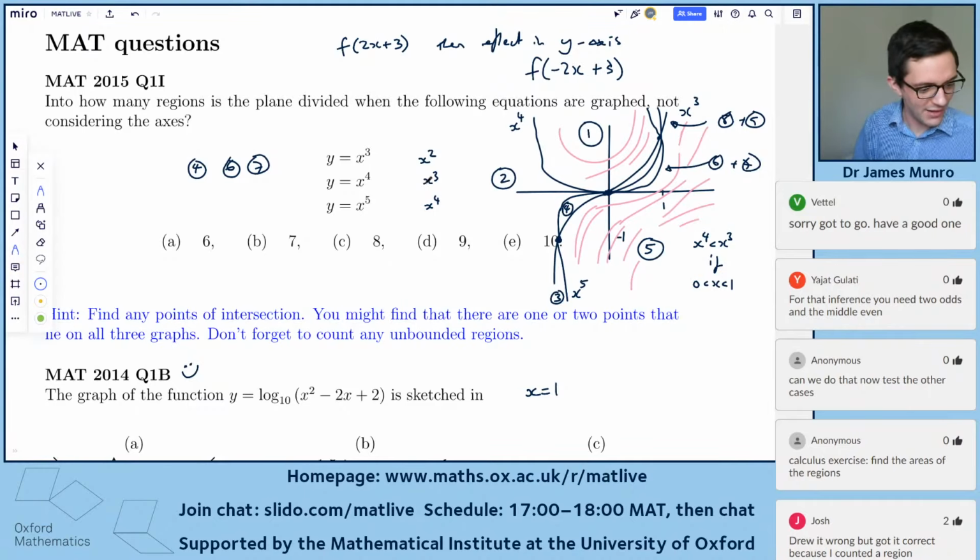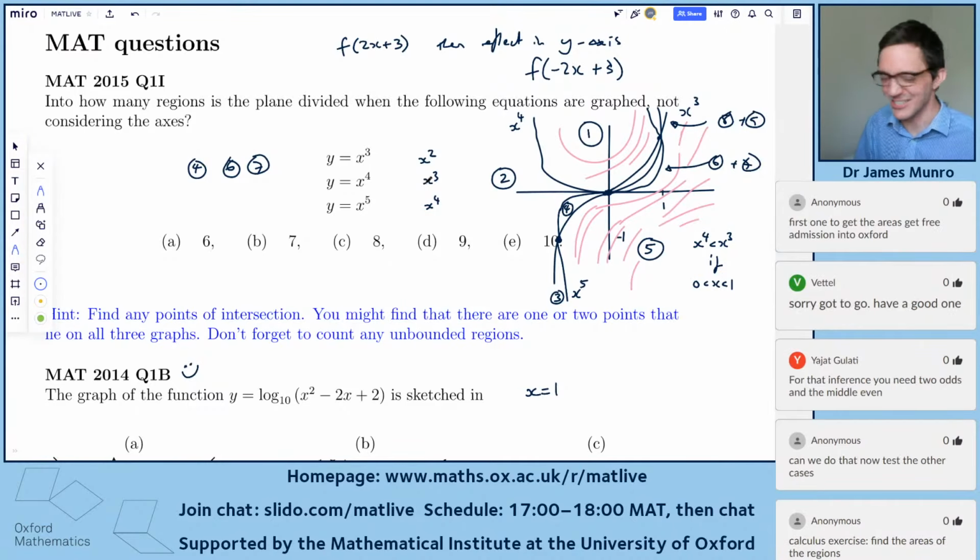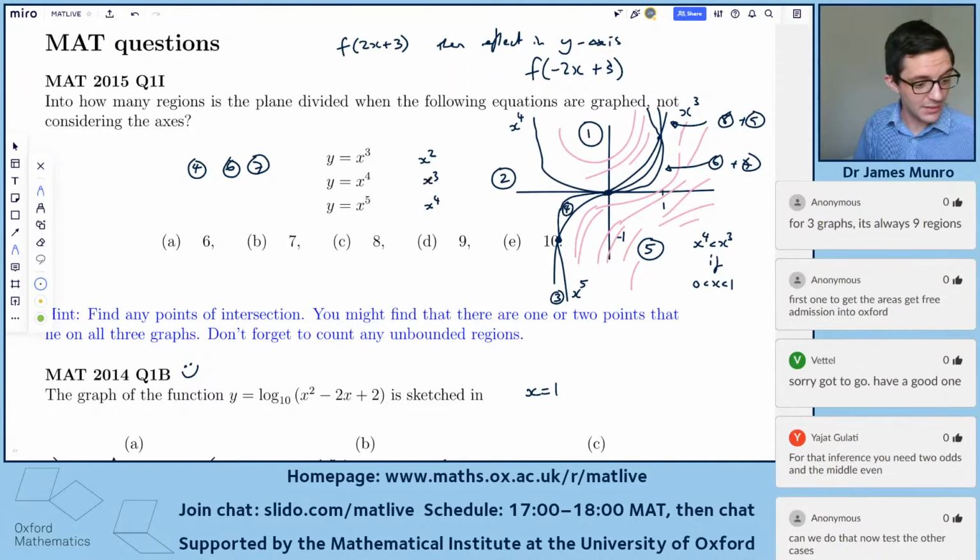Never really know. If you work out the areas, I think they're just fractions. Cool. Is it always 9 regions? Yeah. Cool. The MAT syllabus is the same for computer science.